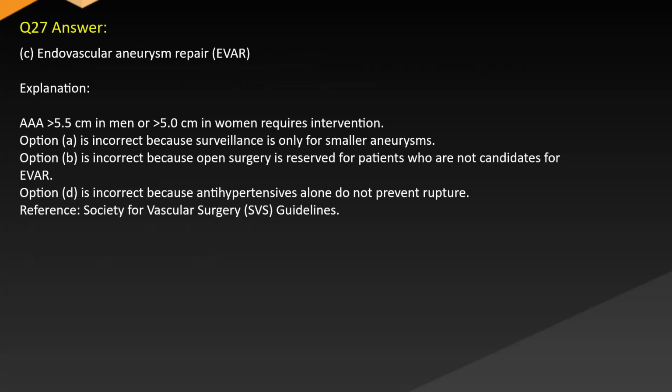Answer C. Endovascular aneurysm repair, or EVAR. Explanation: Aneurysms of 5.5 centimeters in men or 5 centimeters in women require intervention. Option A is incorrect because surveillance is only for smaller aneurysms. Option B is incorrect because open surgery is reserved for patients who are not candidates for EVAR. Option D is incorrect because antihypertensives alone do not prevent rupture. Reference: Society for Vascular Surgery, SVS Guidelines.